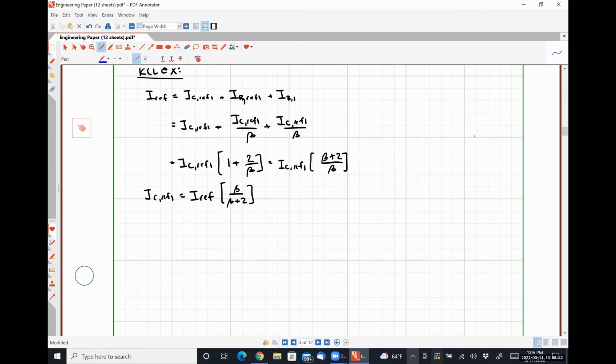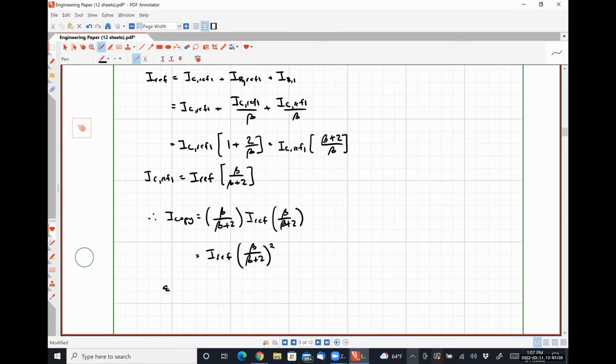So from that, we should observe that I copy is literally just beta over beta plus 2 times IC ref 1 because it's literally the exact same math multiplied by IC ref 1, which is I ref times beta over beta plus 2, or I ref times a factor of beta over beta plus 2 quantity squared.